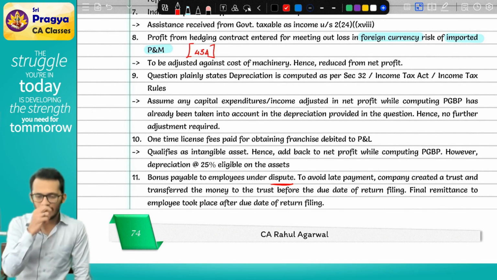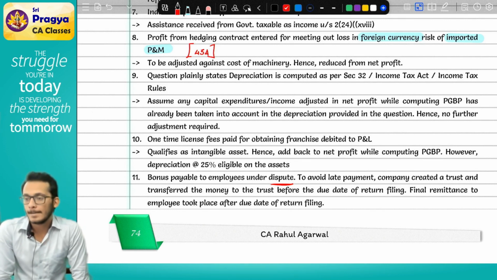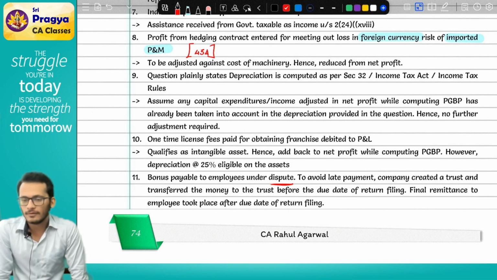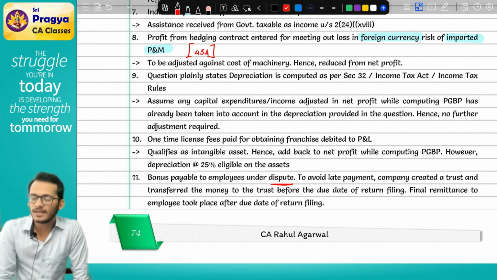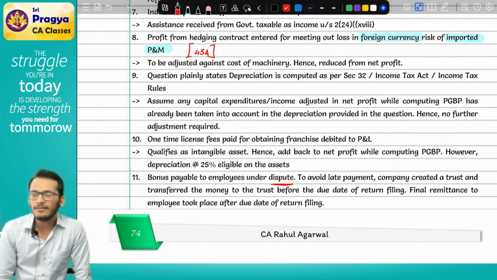Yes or no? In this scenario, will the amount moving to the trust be 50,000 or 1 lakh? It will be the whole 1 lakh, because it is a dispute payment. If you want to approach a court, the court will say, first of all, deposit the highest amount of the money. Then I will make a decision on what is right.